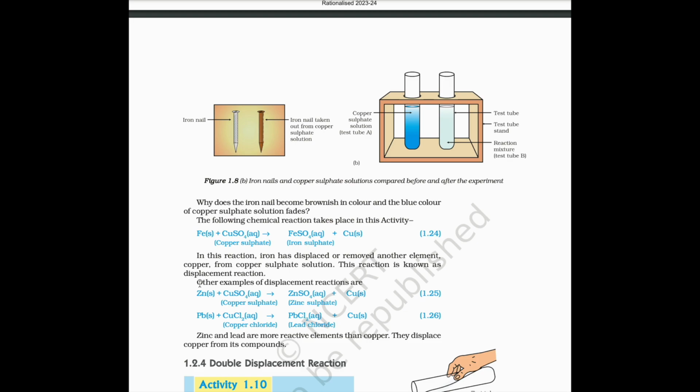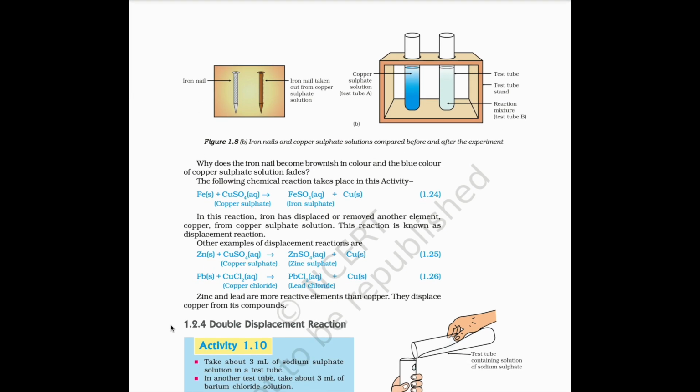Other examples of displacement reactions are Zn(s) + CuSO4(aq) converts to ZnSO4(aq) + Cu(s). Pb(s) + CuCl2(aq) converts to PbCl2(aq) + Cu(s). Zinc and lead are more reactive elements than copper. They displace copper from its compounds.